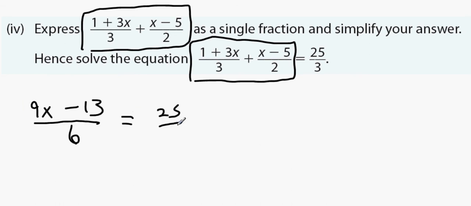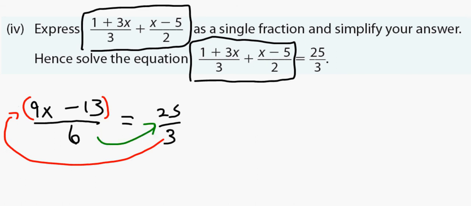Now notice that both sides only have one denominator. This means we can cross multiply. So the 3 will be the red arrow, it goes up here, and the 6 will be the green arrow going up there. So the result of the red arrow is going to be 6 multiplied by 9x minus 13, and the result of the green arrow is going to be 6 times 25, and 6 multiplied by 25 gets you 150.